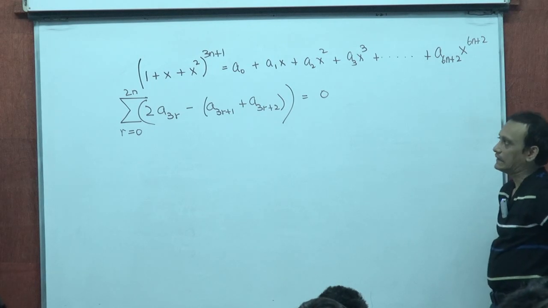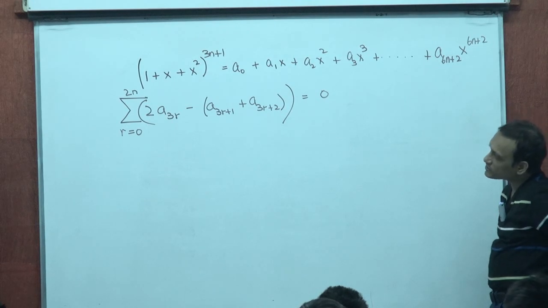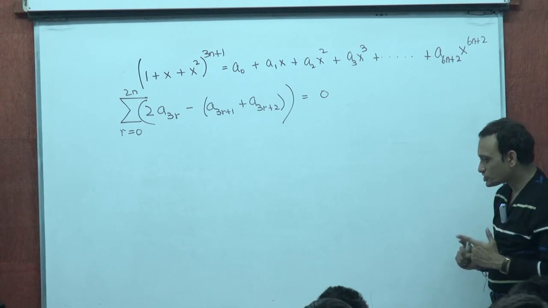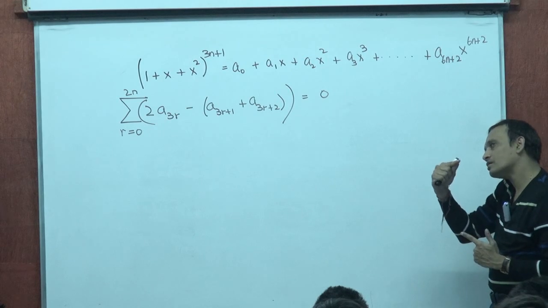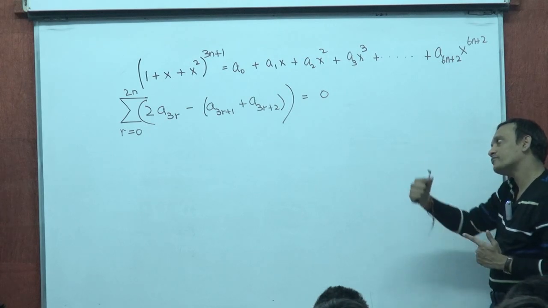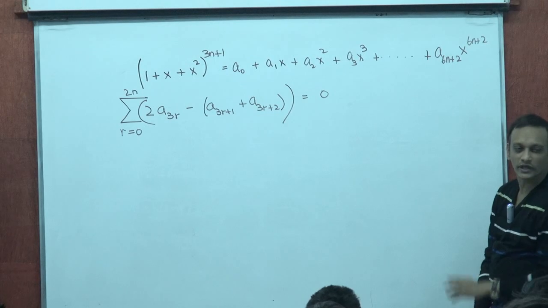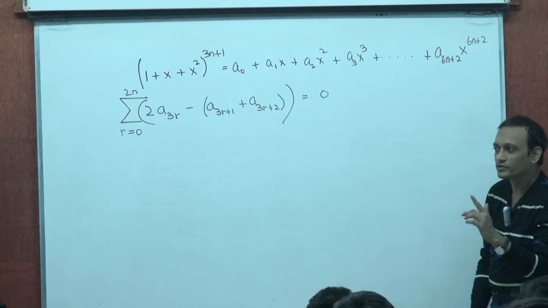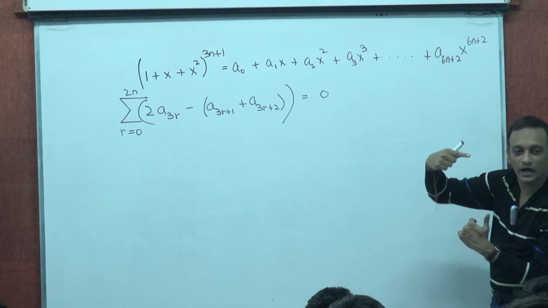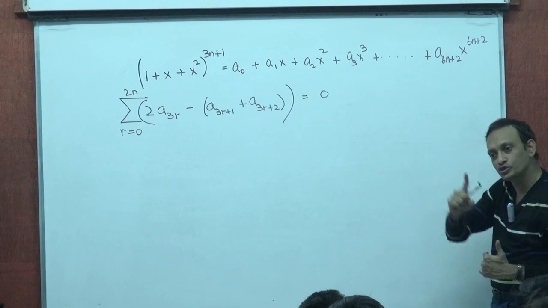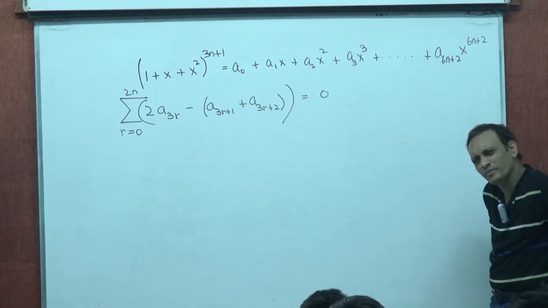Now realize that a3r, a3r plus 1, a3r plus 2, the thing that distinguishes a power 3r from a power 3r plus 1 and from a power 3r plus 2 is the cube root of unity. That's the way. Do you realize? The way you can differentiate between a power 3r, a power 3r plus 1 and a power 3r plus 2 is with the help of omega, powers of omega, right?